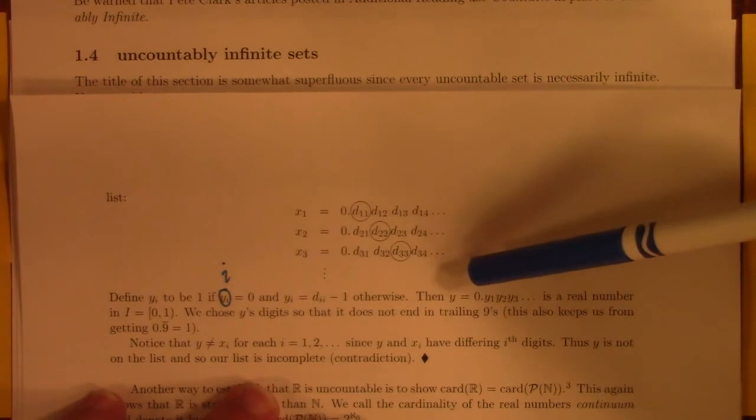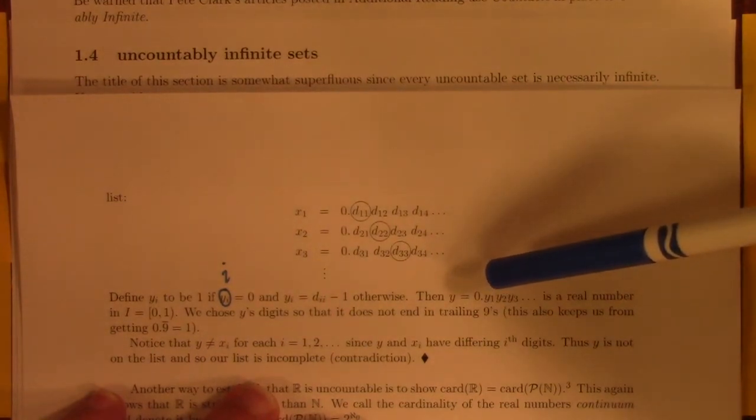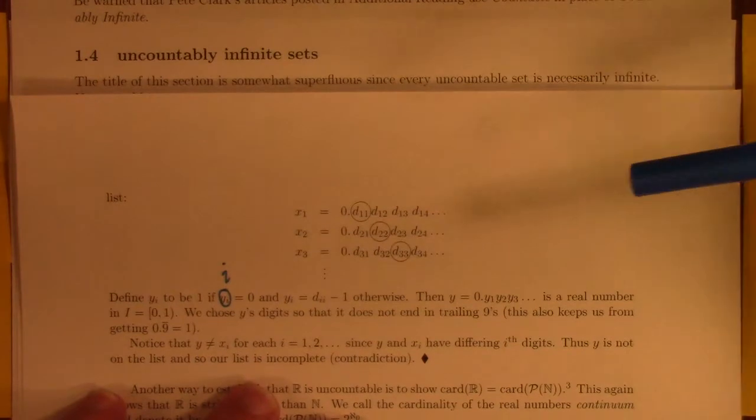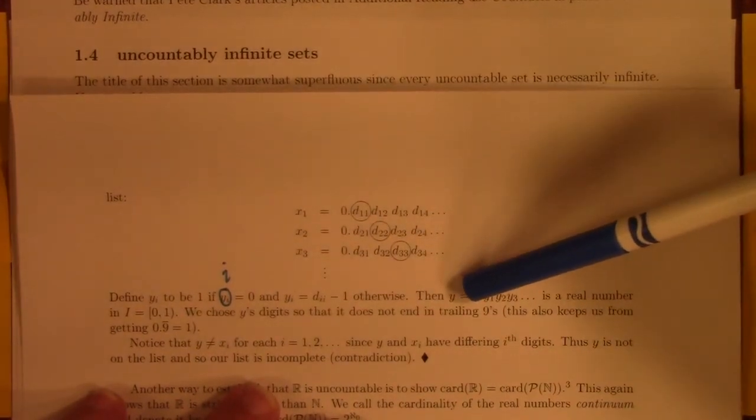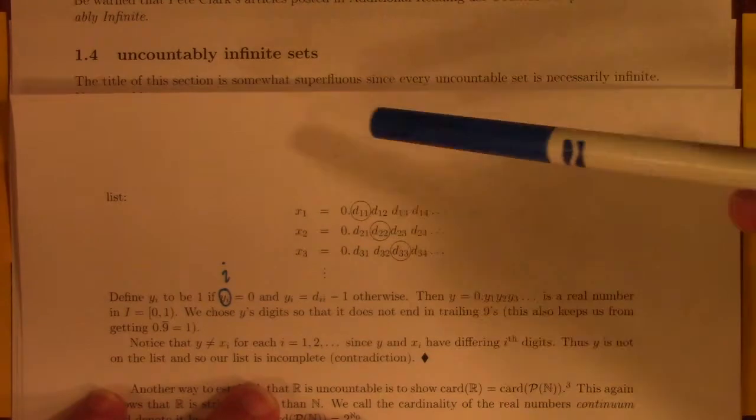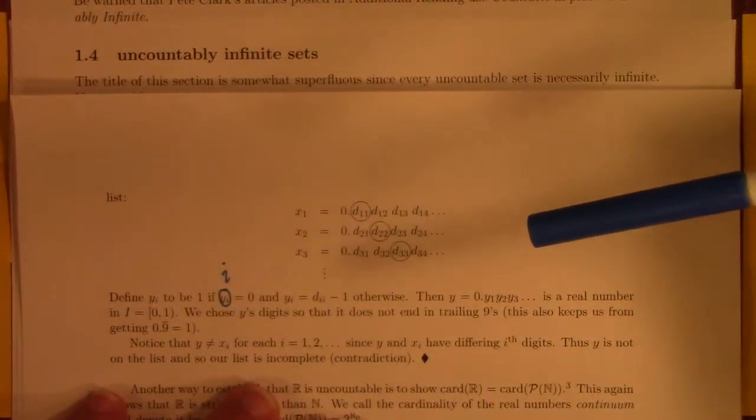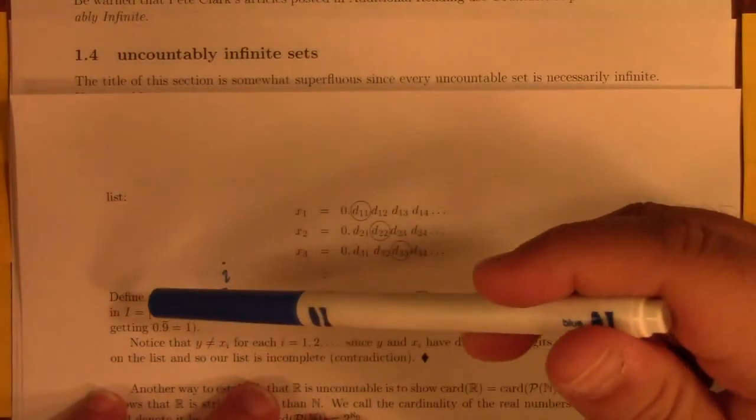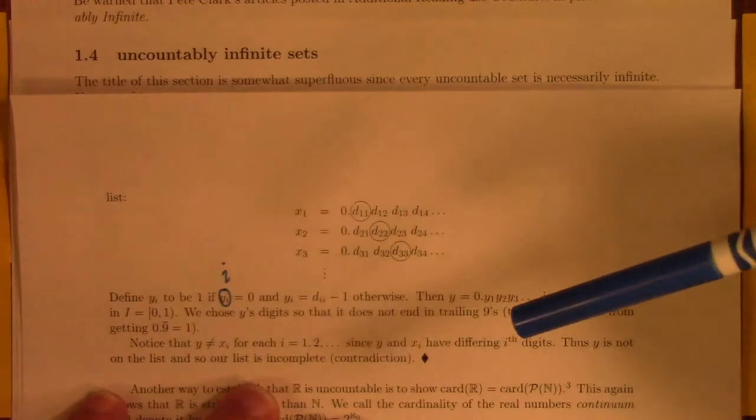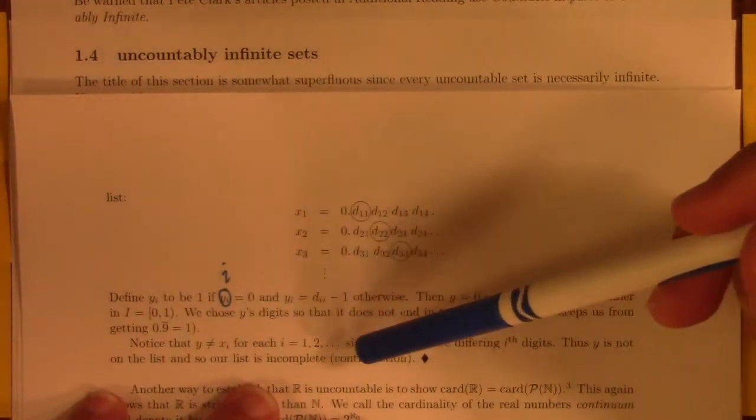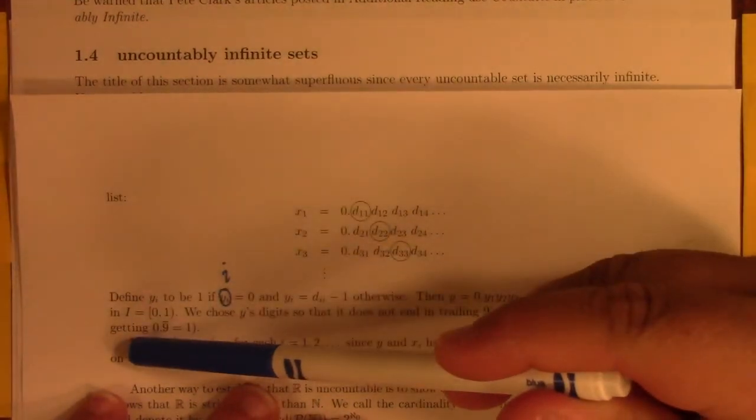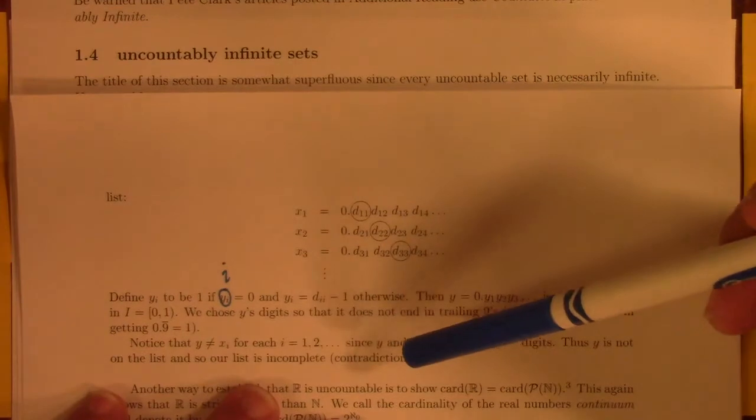Then, well, oh, anyway, let me go on here. So then y is equal to 0.y1y2..., a real number in here, and we choose y's digits so that it does not trail and end in trailing nines. This also keeps us from getting 0.999 repeating as 1. And notice that y is not equal to x sub i for each i, since y and x sub i have differing ith digits. Thus y is not on our list, and so our list is incomplete, which is a contradiction.